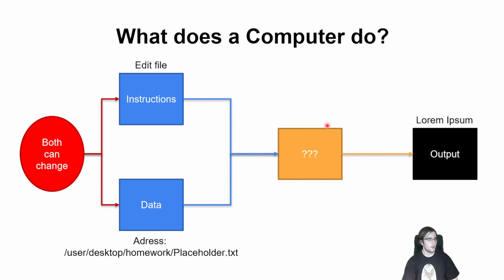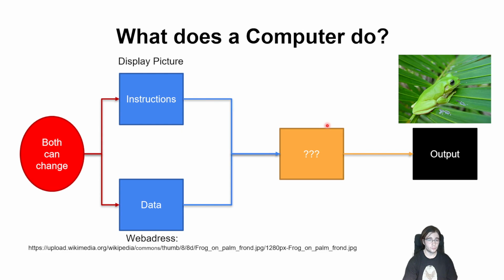Of course, both the instructions and the data can change. For example, we can go to display picture at web address. Here's the actual web address of the picture. This cute frog here. And if we want to display a picture at this web address, we expect that there will be a picture displayed from the web address. And of course, our computer needs to calculate something there.